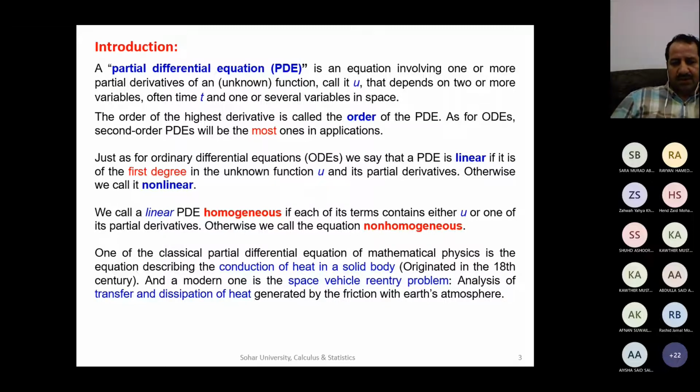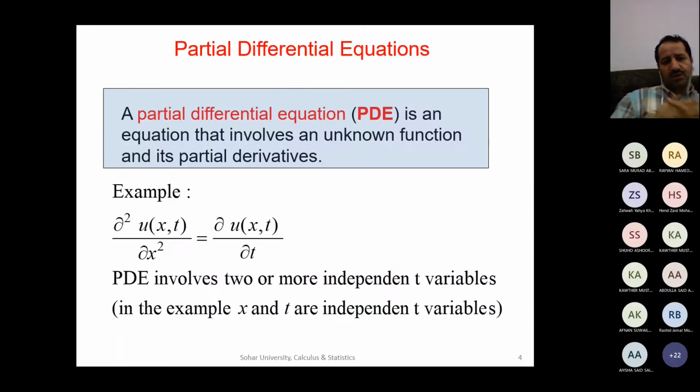Another example, the space vehicle reentry problem, taking it to the orbit or removing it from the orbit. This is something related to control and to mechanical engineering. Transfer and dissipation of heat, which is related to mechanical and chemical, and even to civil, even to electrical also. So it's applied in many physical systems and natural systems. For that, we need to know how we deal with partial differential equations.